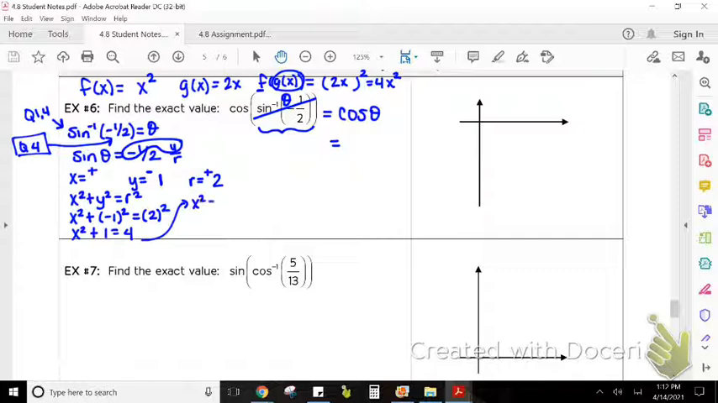3. And so when we take the square root, we get x is equal to plus or minus the square root of 3, don't we? And so what is x? Positive square root of 3.